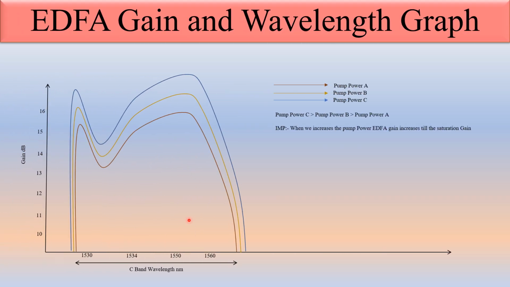See the EDFA gain and wavelength graph. Here this is the wavelength: 1530, 1534, 1550, 1560 nanometer. This is the gain. This is pump power A, pump power B, pump power C. Pump power C is greater than pump power B, which is greater than pump power A. When we are using pump power A, the brown one, the graph is like this. When we use higher pump power than A, the graph becomes like this. When we use much higher power than A and B, it becomes this. So when the power increases, the gain also increases, but within a limit. You can see this in the graph.